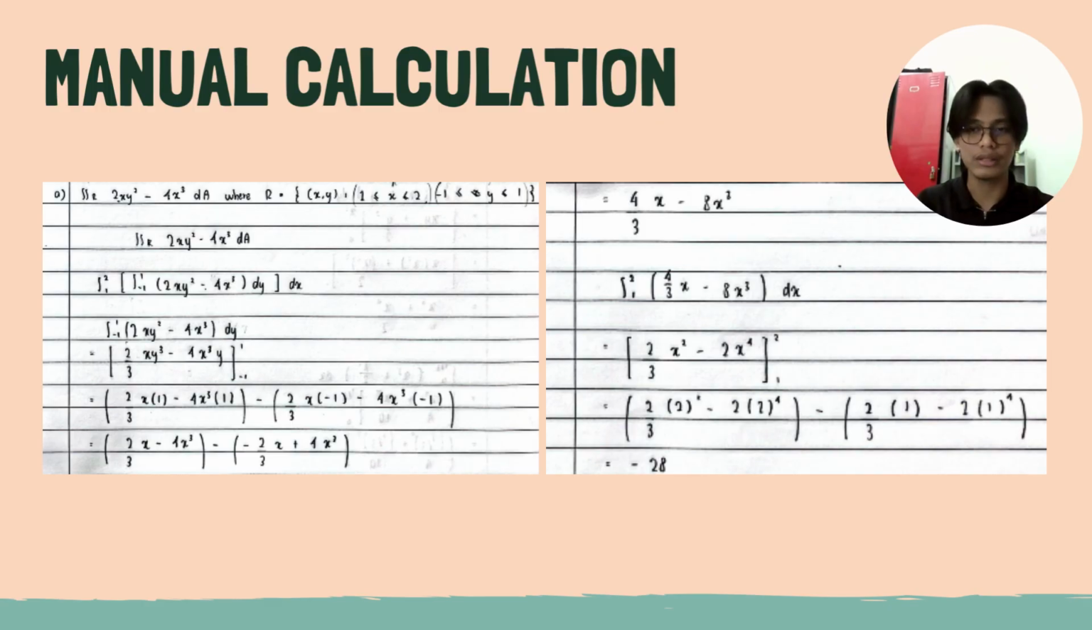Then we integrate the outer part, where we use the same steps as the first one. We split it using the upper limit and lower limit, where the upper limit goes into the left side of the subtraction and the lower limit to the right side of the subtraction, and we calculate it using a calculator. We get the answer equals -28.